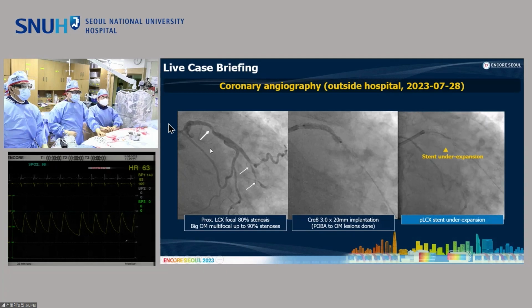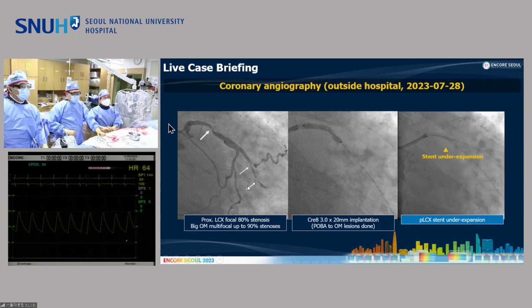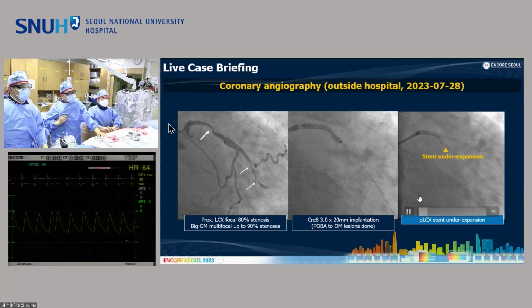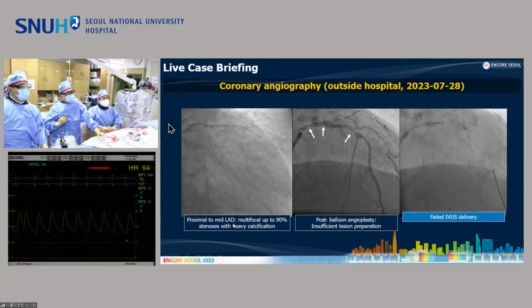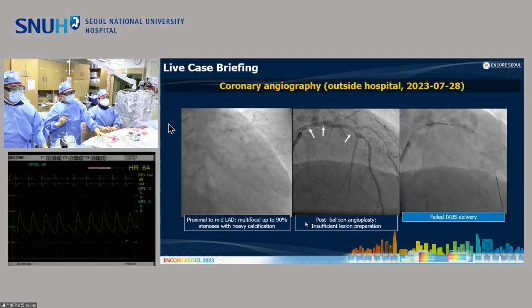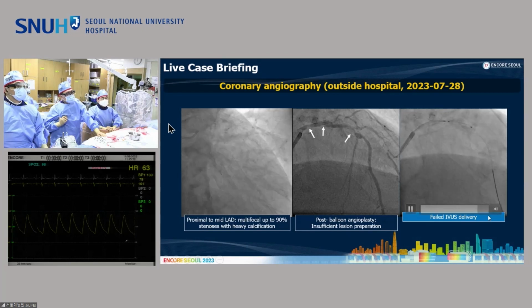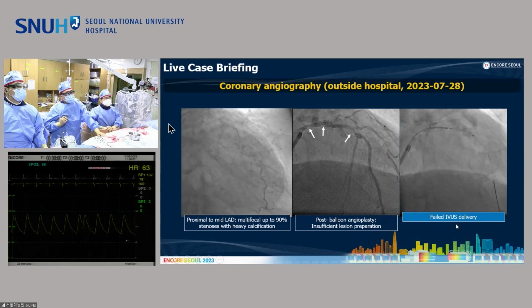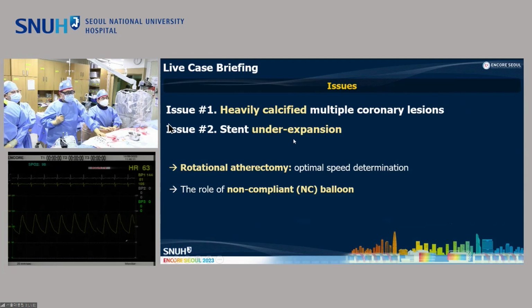Here is a coronary angiography from last month at the outside hospital. Before PCI, there is a lesion in proximal CIRC and far distal, and they implanted a Create 3.0 stent, but with insufficient inflation. From left main to LAD, there are diffuse multiple lesions, and he did balloon angioplasty at the critical stenosis, but it was not inflated. He tried to advance IVUS. It did not pass. So there are two problems here: heavy calcified proximal LAD lesion and CIRC stent underexpanded.